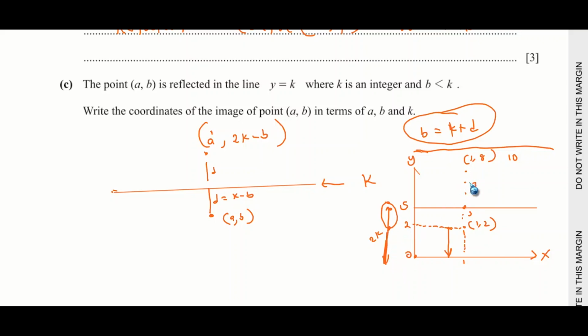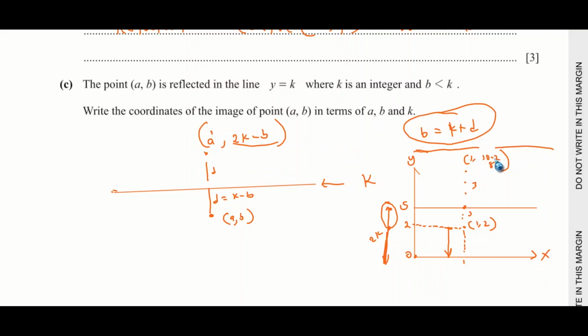So that is what we are going to have here. Instead of writing 8 here, we just write 2k, that is 2 times 5, 10, minus 2. So instead of writing 8, we just write 10 minus 2. This is the same as this. If you do 2k, that is 2 times k, 2 times 5, 10, and 10 minus b, so 10 minus 2 is still 8.